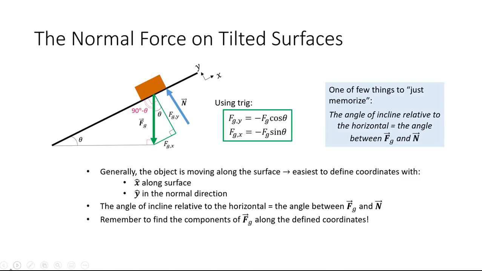Okay, so then once you have those components, then you'll be able to use those components to find F net x and F net y for the box, and then you'll be able to apply Newton's second law along the x direction, which is parallel to the inclined surface, and along the y direction, which would be perpendicular to that incline.